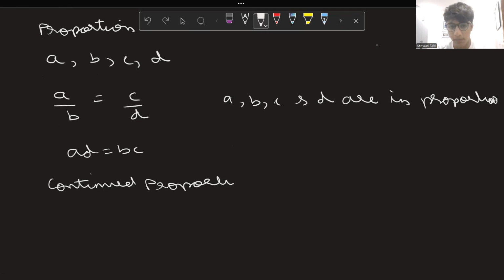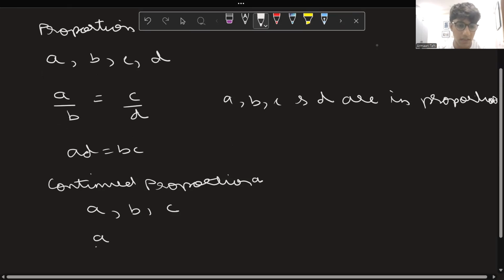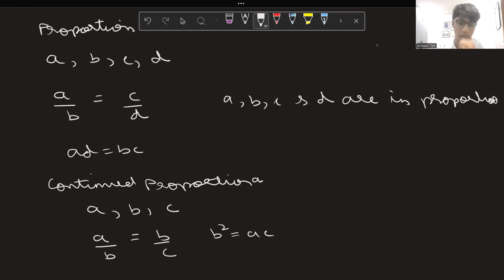If you have three terms, A, B, and C, it means that the ratio of A to B is equal to the ratio of B to C. And this is further simplified to B square is equal to AC. There are some terms you need to know related to this. A is called the first proportional, B is called the mean proportional, and C is called the third proportional. These terminologies are used in the questions, so you should know them very well.